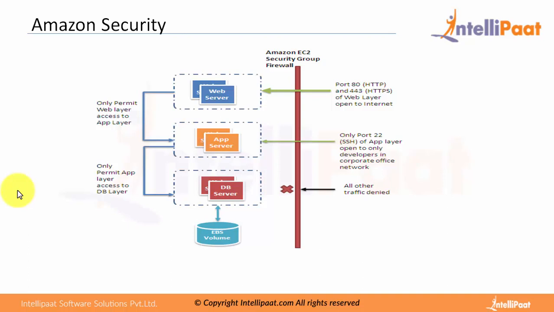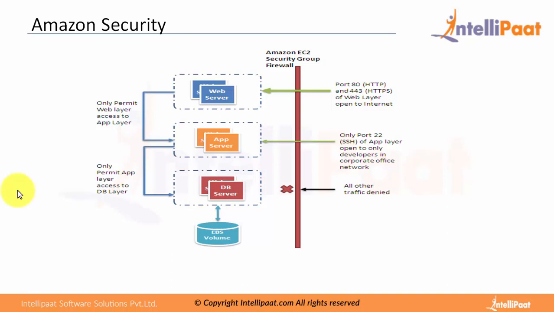Now you can also have a security group at the app server level, but here you open port 80 and 443 only for the web server, meaning the IP of the web server only. So anybody trying to hit the app server directly from the internet using port 80 and 443, that request would be rejected, because the app server has opened port 80 and 443 only for the specific IP of the web server.